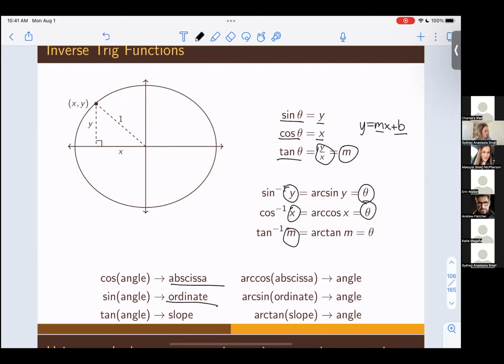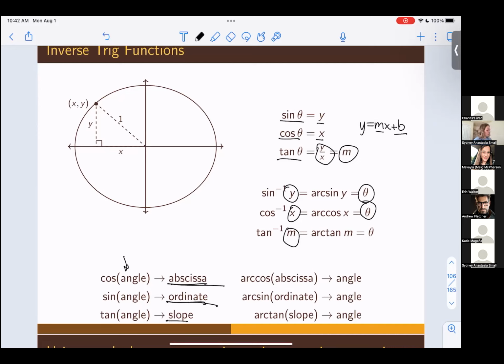Ordinate is just a really fancy math word for y-coordinate on the unit circle. So what is this little diagram at the bottom saying here? Well, both into the cosine, sine, and tangent function, we put in an angle theta, and it gives us three different things. If we put the angle into the cosine function, we get the x-coordinate. If we put the angle into the sine function, we get the y-coordinate. And if we put the angle into the tangent function, it gives us the slope of y over x.